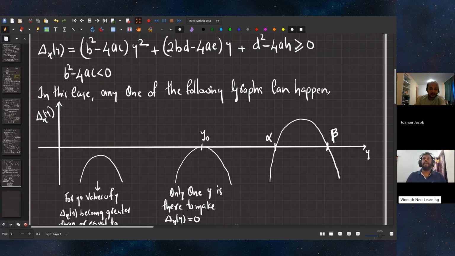Alpha and beta, let these two be the roots. To find the roots, if you want to, just make it equal to 0.